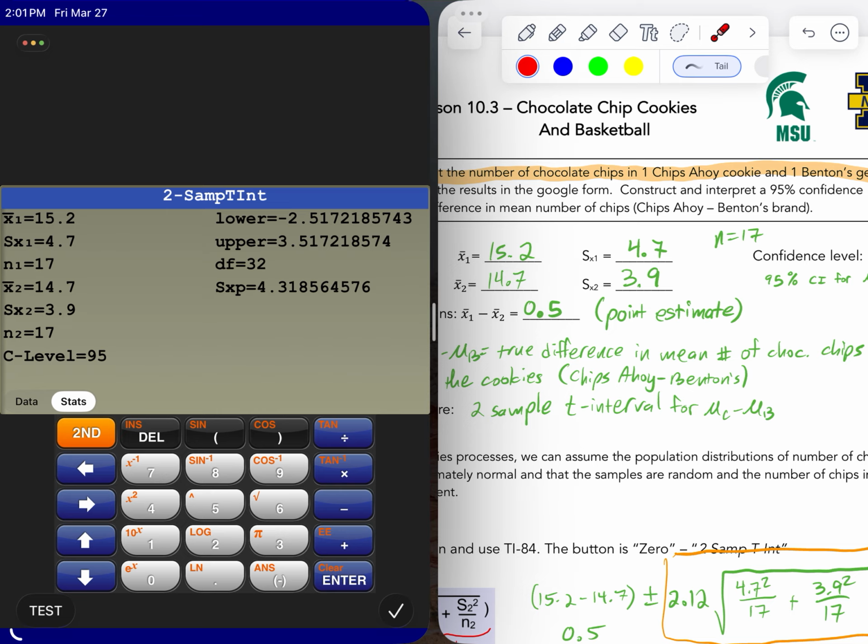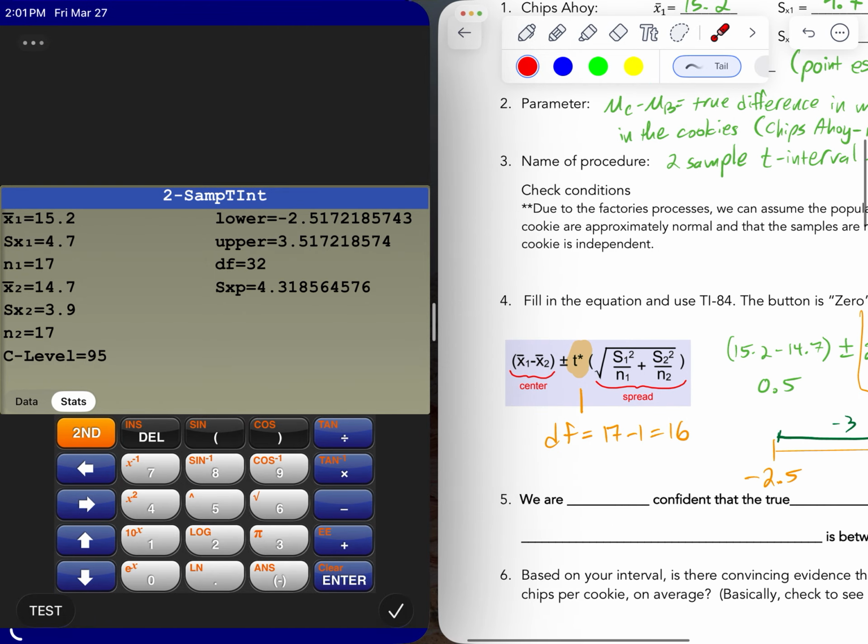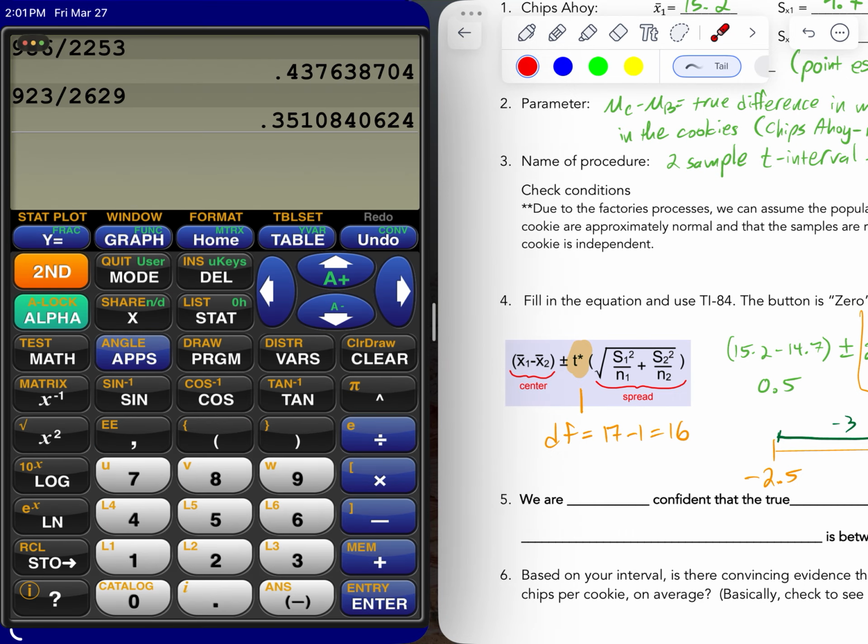Okay. You might notice there, I'm just looking at the calculator, degrees of freedom, it says it's 32. For now, don't worry about that, okay? I'll explain it in a later lesson. In this situation, there's more than one accepted way to calculate degrees of freedom. But for now, we can just stick with this, okay? Trust me. All right.